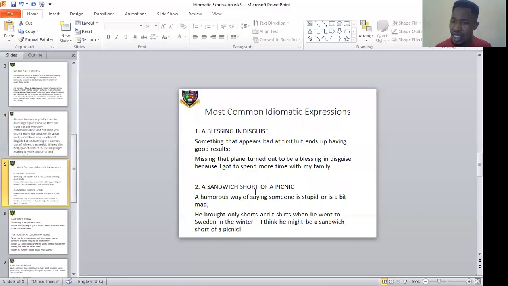So come on with me. Let's look at number two. A sandwich short of a picnic. A sandwich short of a picnic. What does that mean? It's a humorous way of saying someone is stupid or a bit mad. What does humorous mean? A funny way of saying someone is stupid or a bit mad.